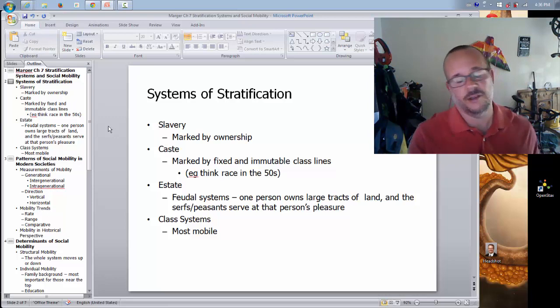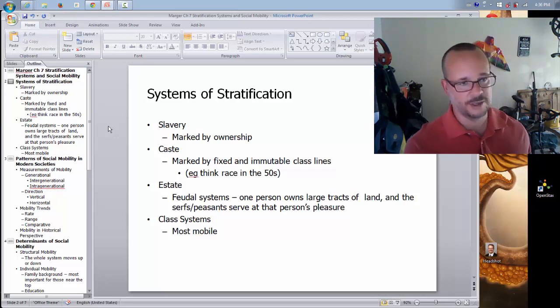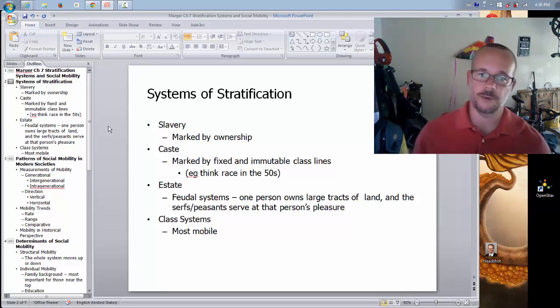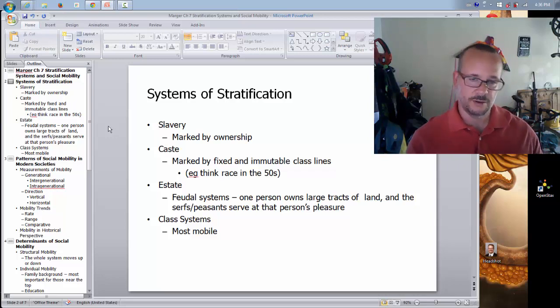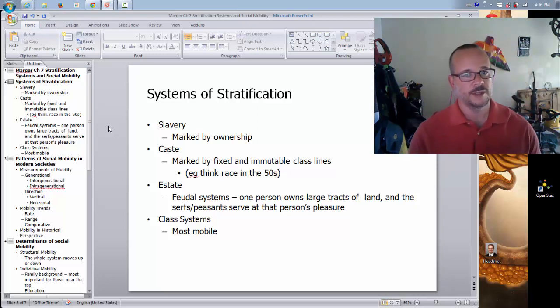And at the end of the time, that person's free to go. It's an important difference. You don't own the person, you own a contract for their labor. In eras when indentured servitude was used, sometimes it was abused and ugly, but it was still marked by that difference between owning the labor and owning the individual. Okay, now a caste system, the example I have here is race in the 50s.